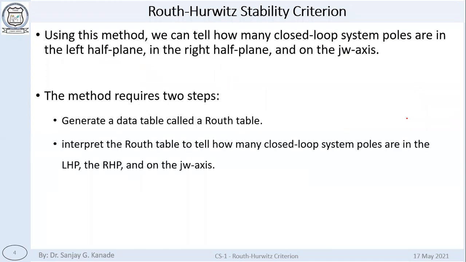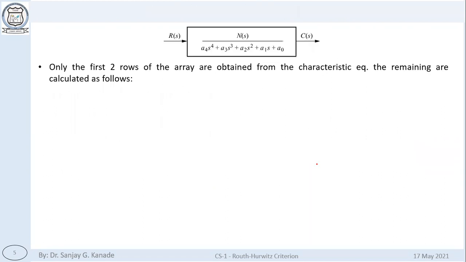Okay, so what is this Routh array? That is the first step in the Routh-Hurwitz stability criterion: we have to find out a data table called the Routh table or Routh array, and from that table we are going to interpret how many closed loop poles are on the left hand side, on the right hand side, and on the imaginary axis. Now in order to understand how the Routh array is formed, we must take a look at this generic example. Of course, I have not taken any numbers particularly, so that we can create some formulae for it.